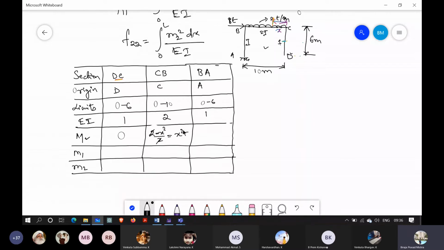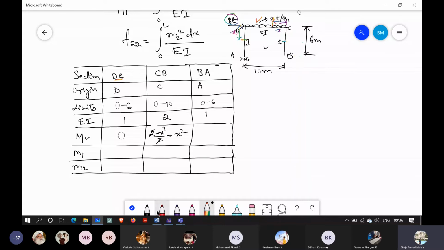Okay, now similarly this one for BA. For BA, if I take a section here, so for section BA, this force will act, and apart from that, this 2 ton per meter will also have a certain contribution. So what will be that one?